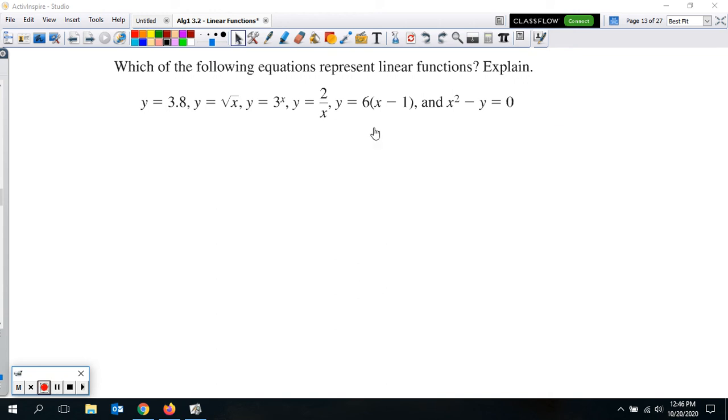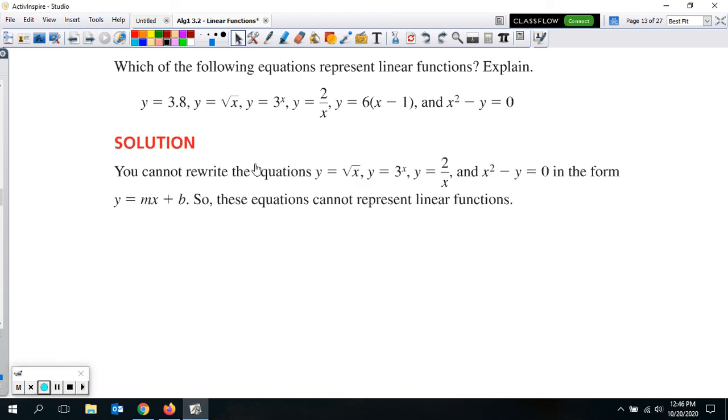You don't need to write these down. You can if you want to. They are in the book. But you can just watch this so we can get the idea of what's going on: when we see an equation, how can we identify that it's linear? So your first one, y equals 3.8. So y equals 3.8 right there.